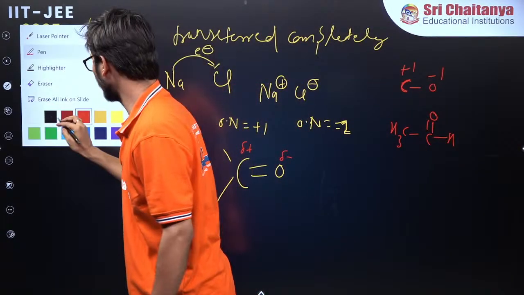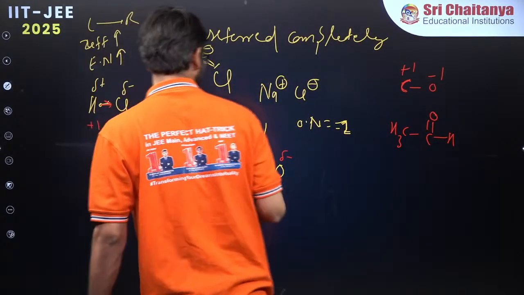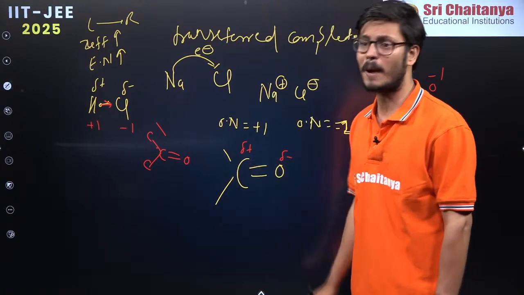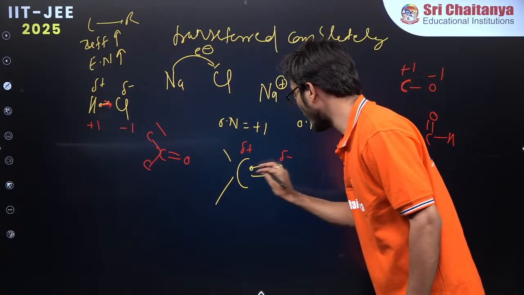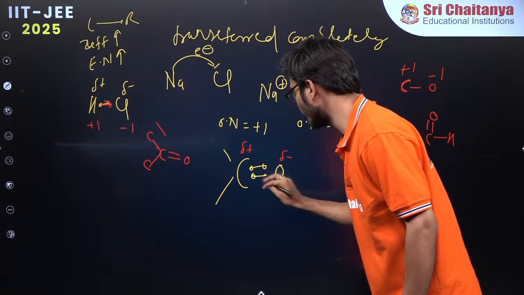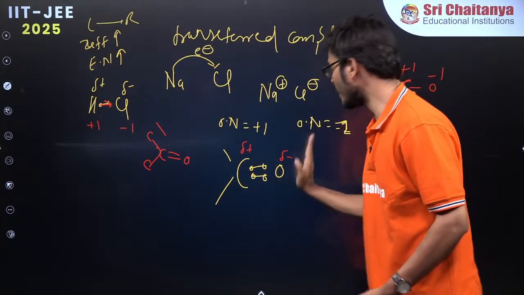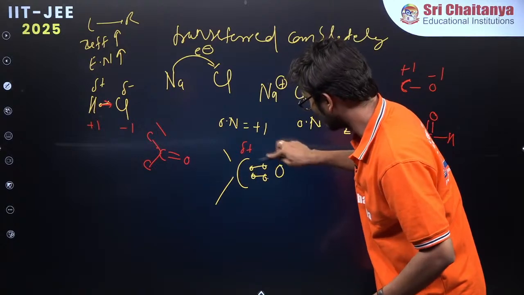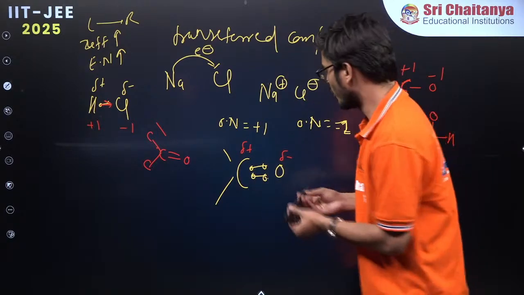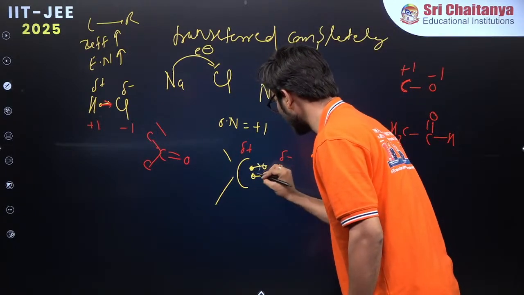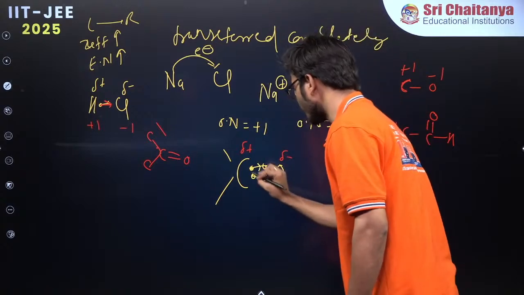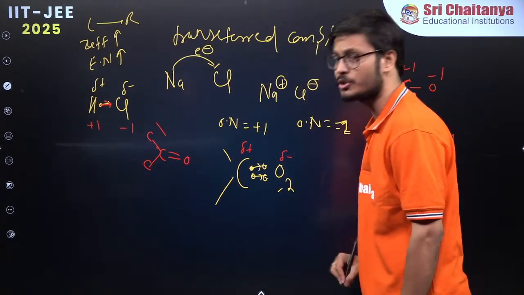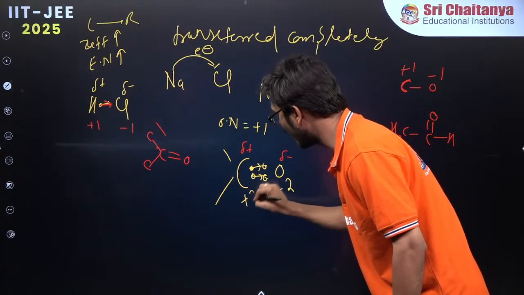But if you have a double bond, C double bond O, in the double bond this is partial minus and this is partial plus. Now 2 electrons are getting transferred to the oxygen, 1 from this bond and 1 from the other. So what will be the oxidation number? -2 for oxygen and +2 for carbon.